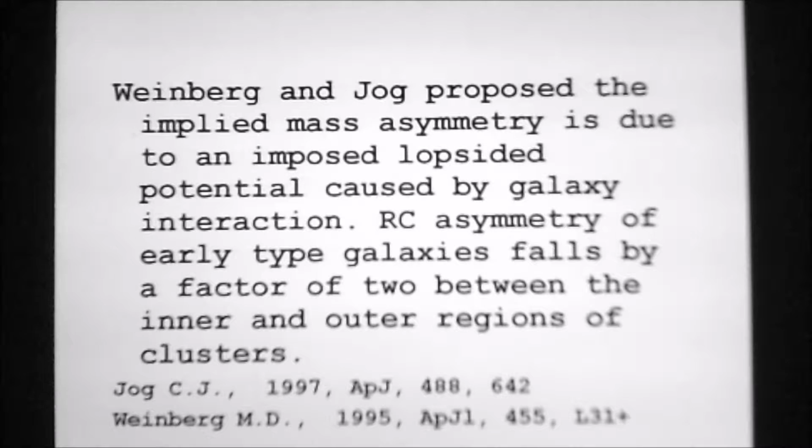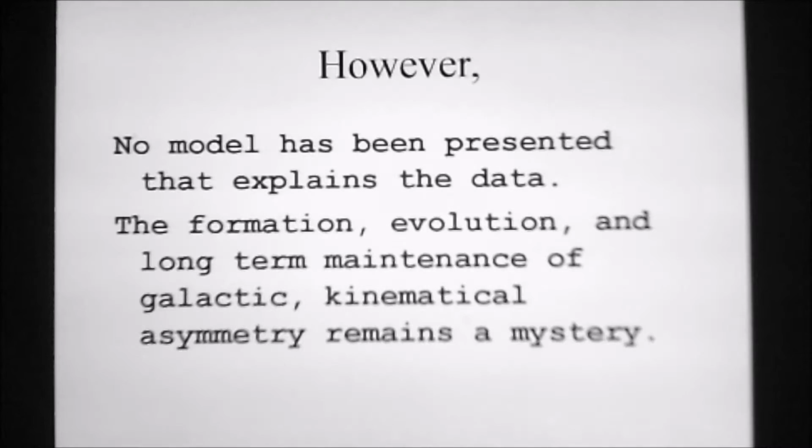These researchers proposed the implied mass asymmetry is due to an imposed lopsided potential caused by galaxy interaction. RC asymmetry of early type galaxies falls by a factor of 2 between inner and outer regions. However, no model has been presented that explains the data. The formation, evolution, and long-term maintenance of galactic kinematical asymmetry remains a mystery.